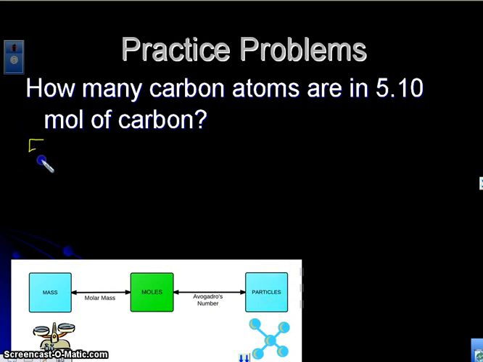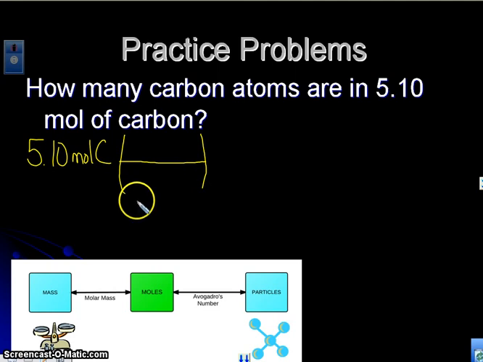We're going to start with 5.10 moles of carbon. And we're going to set up our conversion factor. Remember that we're going to be using factor label, just like we have since the beginning of class. You're not allowed to forget anything in here. Think about the units that we want on the bottom to cancel. We want to go from moles to particles. So we need moles on the bottom to cancel. So we'll put moles of carbon. And then we want to go to the particles, which in this case is atoms. So we're going to put atoms of carbon on the top.